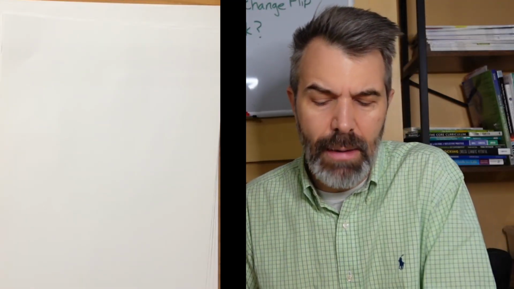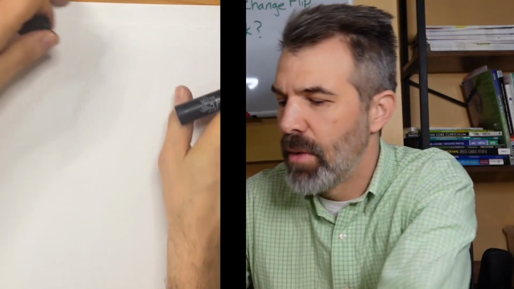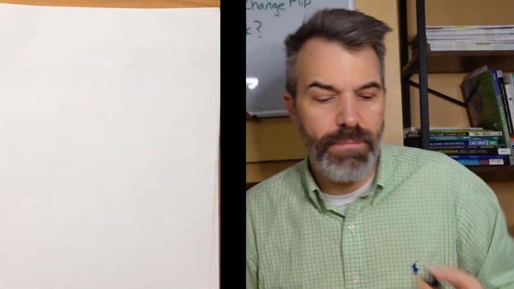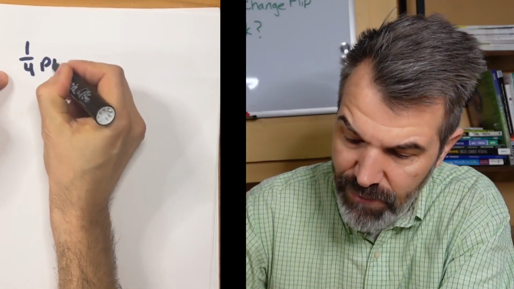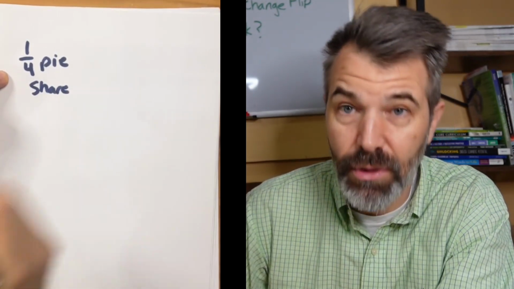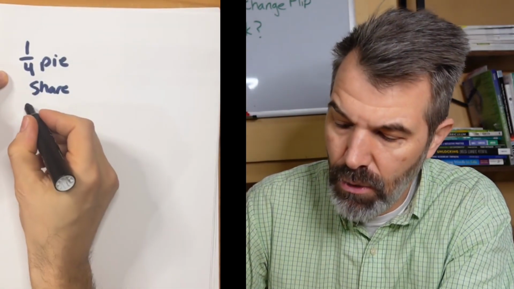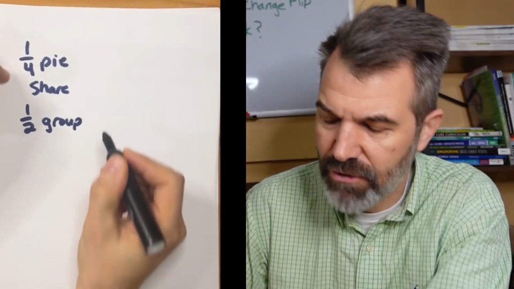So let's take it a step further and begin to do a fraction and a fraction. Now it's going to get a little more confusing to represent. I'm going to stick with my 1/4 pie. So I have 1/4 pie. This time I want to share it, or divide it, amongst 1/2 of a group. And here's where it gets contextual as we're thinking about this.